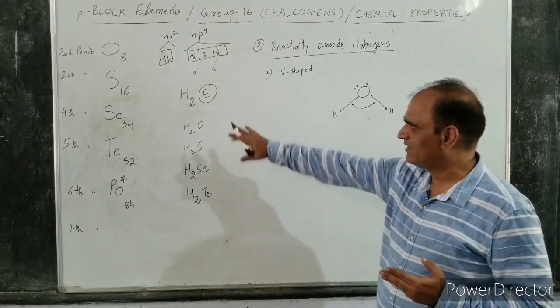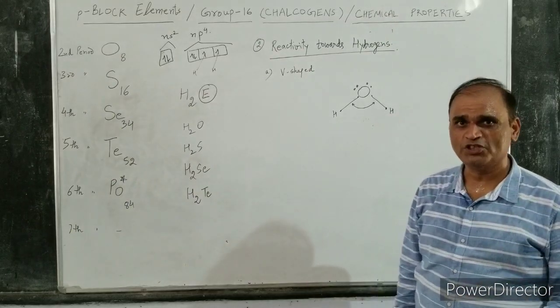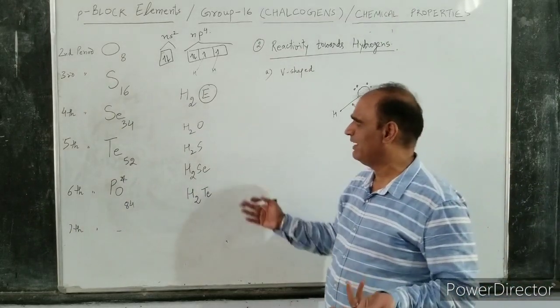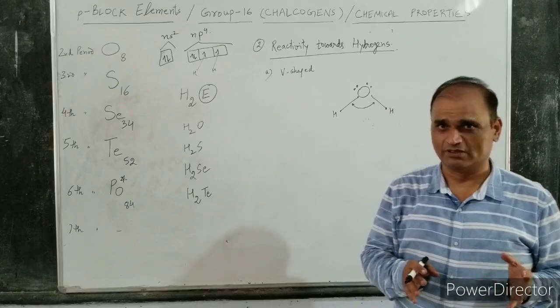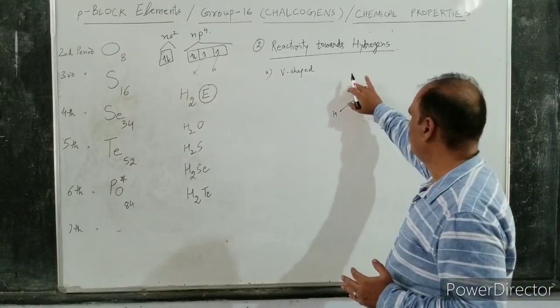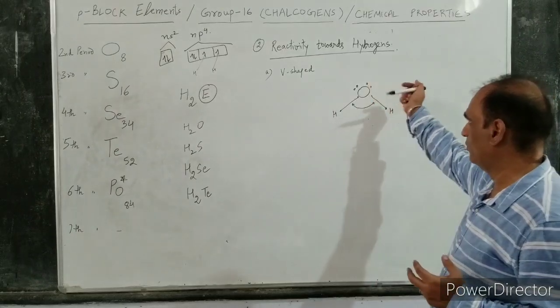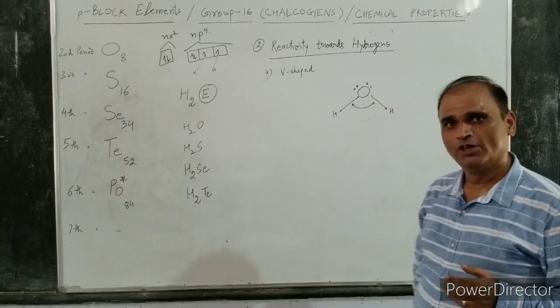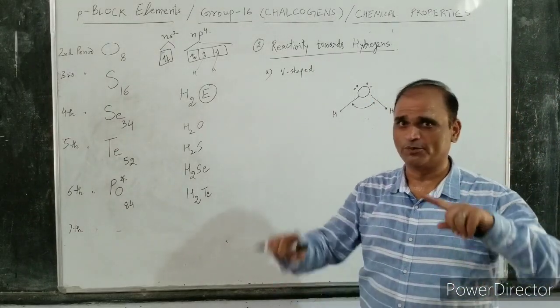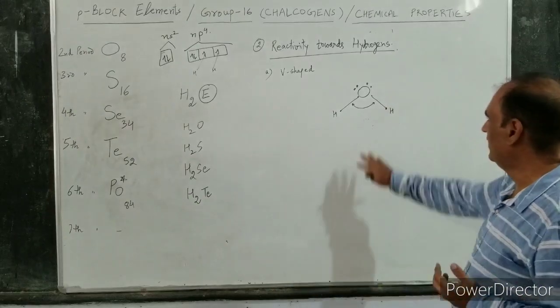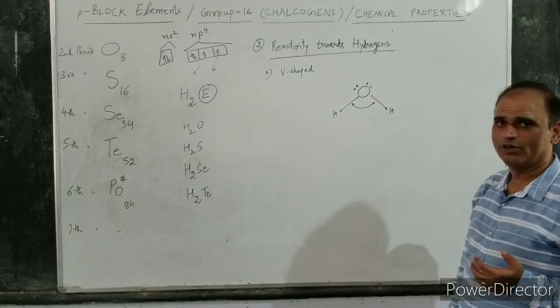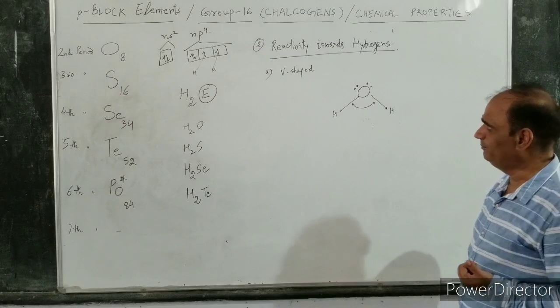So why is H2S bent, why is H2O bent, why is H2Se bent? In all these questions, the answer is always the same: due to the presence of lone pairs. Lone pair repulsions are more than lone pair-bond pair repulsions. Bond pairs are pushed and come closer. That's why these have a V or bent structure.